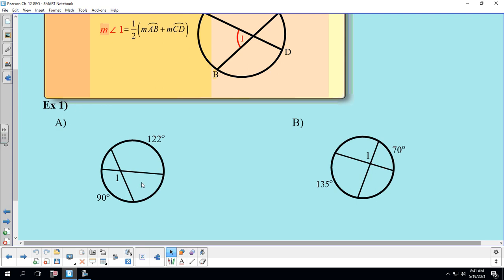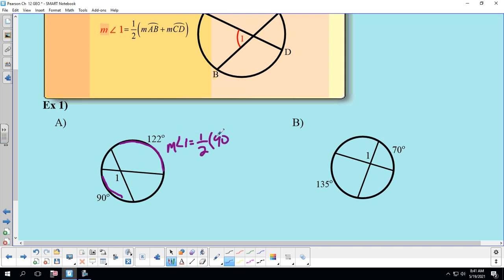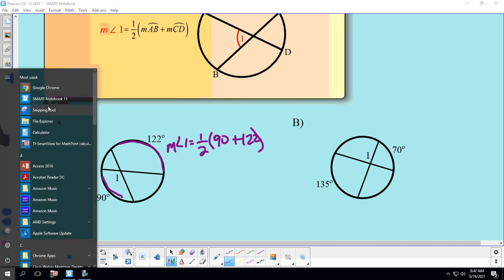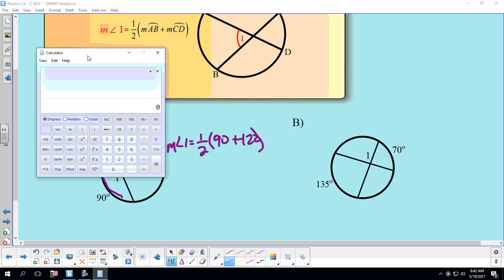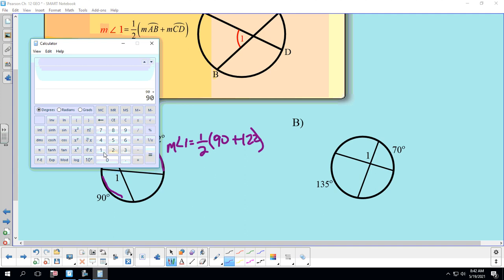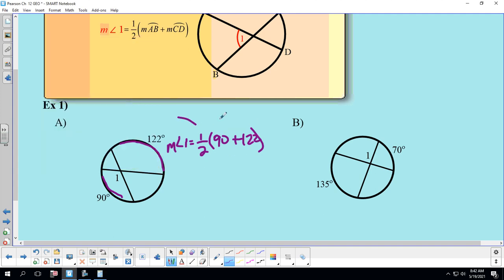We're going to find angle 1. We have an arc of 90 and an arc of 122. So the measure of angle 1 is 1/2 times 90 plus 122. I'm going to go for my calculator today because I know all math teachers should be able to do mental math, but in my world right now it is the morning and I want to make sure I don't mess it up for you. So we got 212 times 1/2.